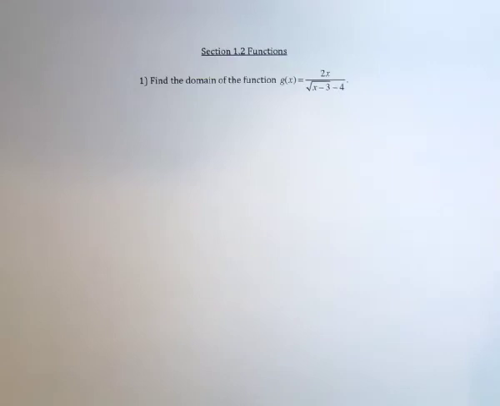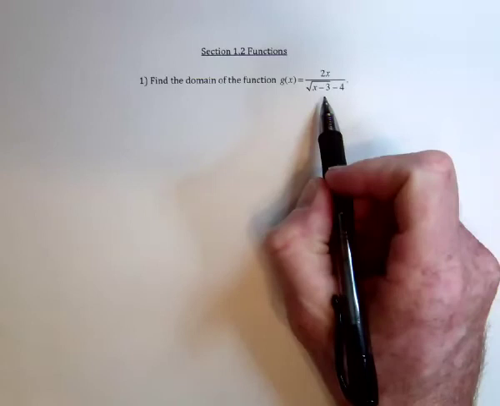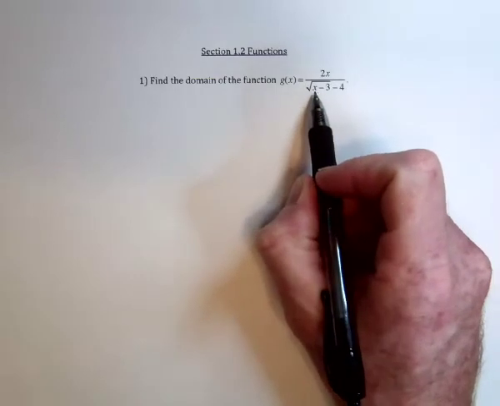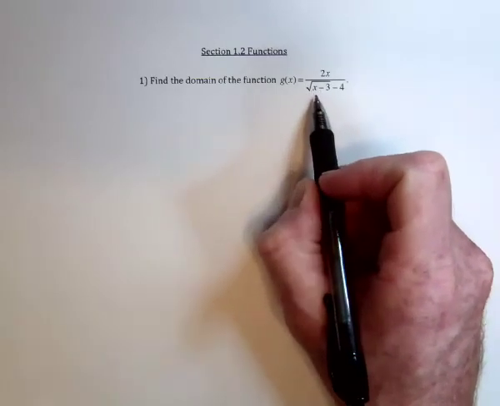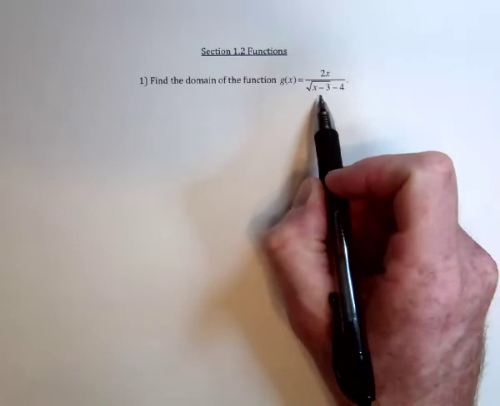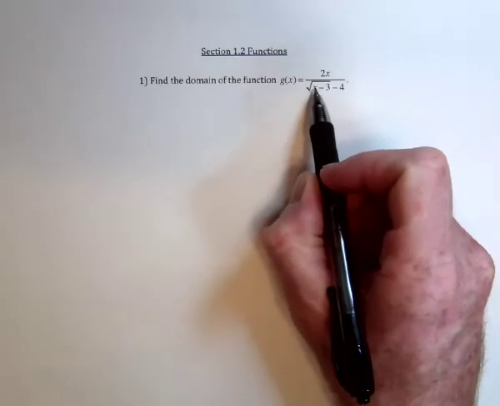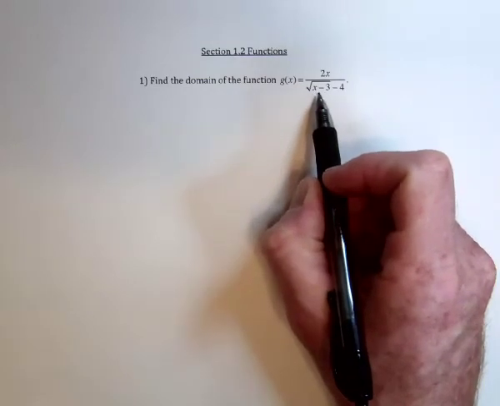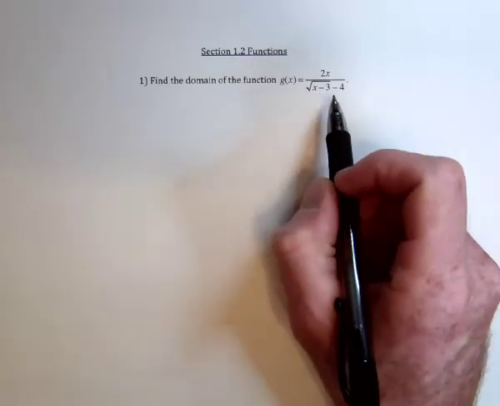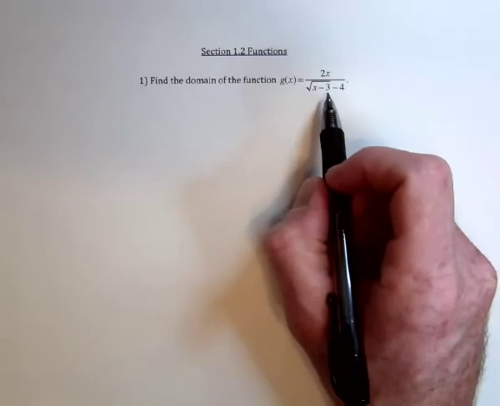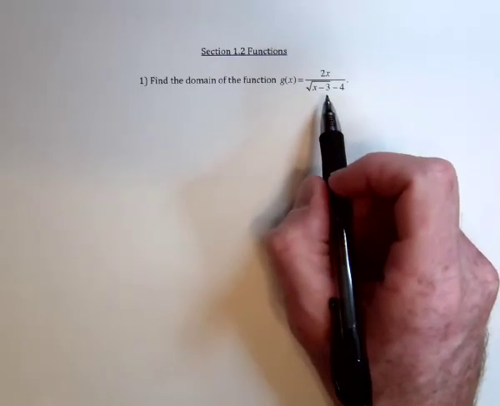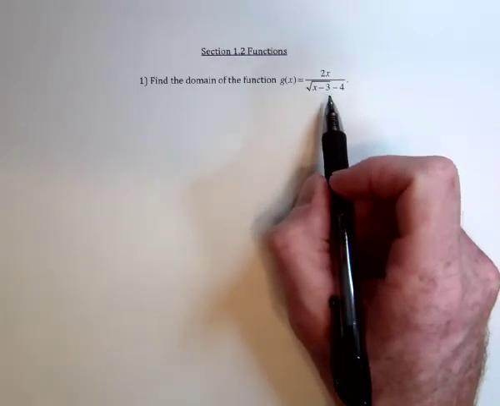In order to find the domain of a function, there's two ideas that we need to think about. One is we're not going to be dealing with complex numbers, at least not until later in the semester. So whatever is inside the square root needs to be a positive number. Also, there's no division by 0 ever, and so the denominator cannot equal 0.